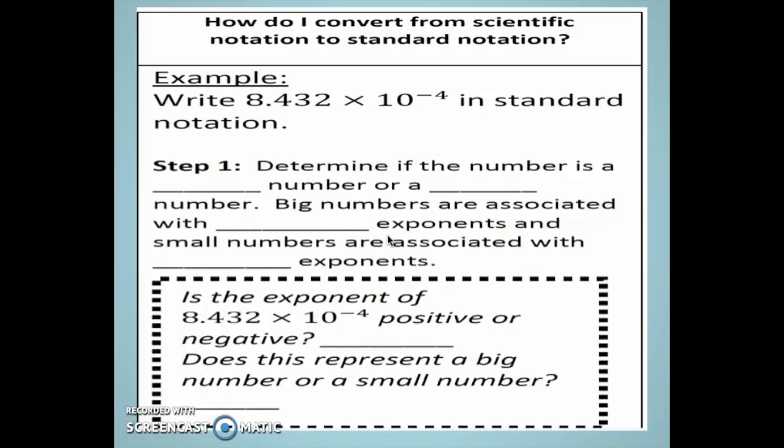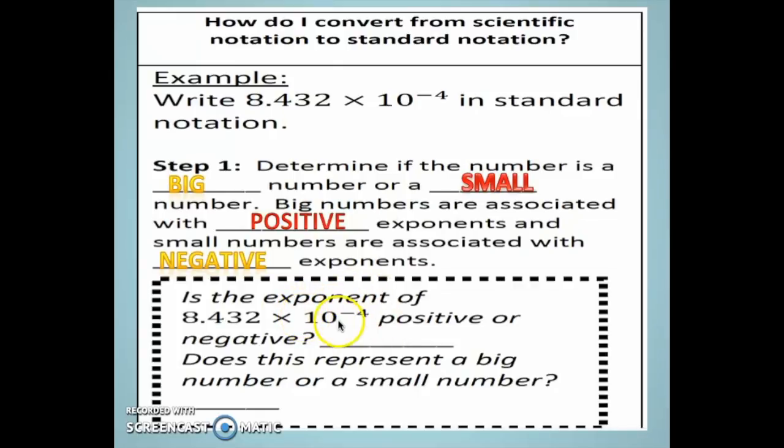How do I convert from scientific notation to standard notation? So given a scientific notation, how do I convert it to standard notation or a normal, regular number? So the first step is to determine if the number is big or small. Big numbers are associated with positive exponents, and small numbers are associated with negative exponents. Now you're going to ask yourself, is the exponent of this scientific notation number positive or negative?